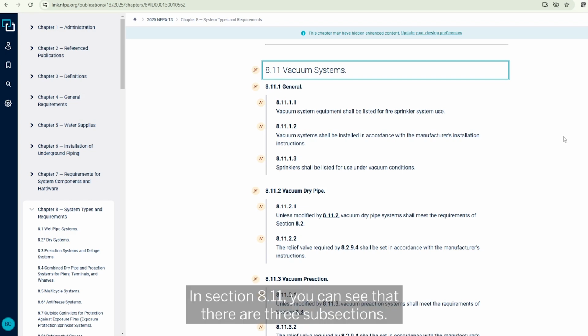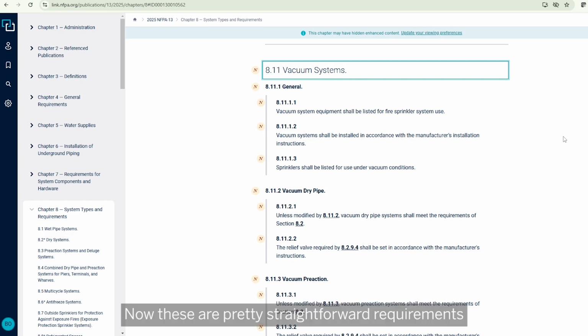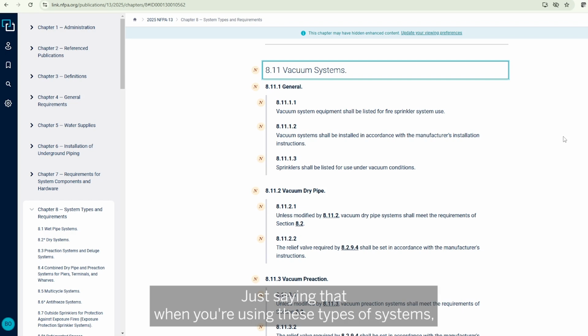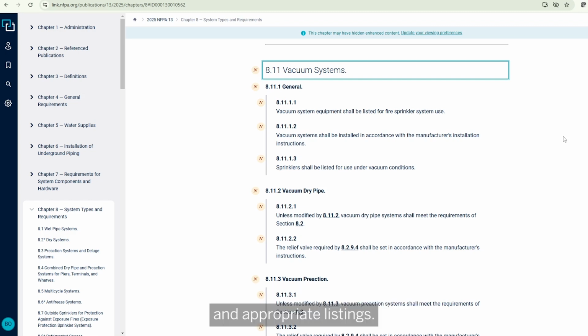In section 8.11, you can see that there are three subsections, one for general, one for vacuum dry pipe, and one for vacuum pre-action. Now these are pretty straightforward requirements, just saying that when you're using these types of systems, you need to comply with these sections as well as manufacturer's instructions and appropriate listings. However, I did mention that vacuum systems can give you a reduction in overall corrosion. Let's go over to the Plans and Calculations chapter to see how this affects our plans and calculations.